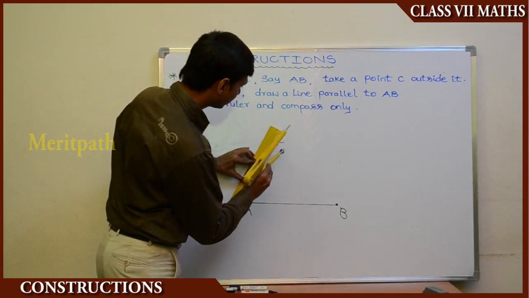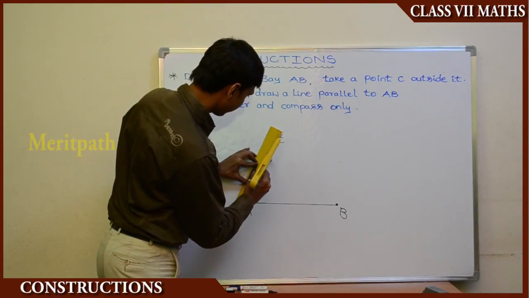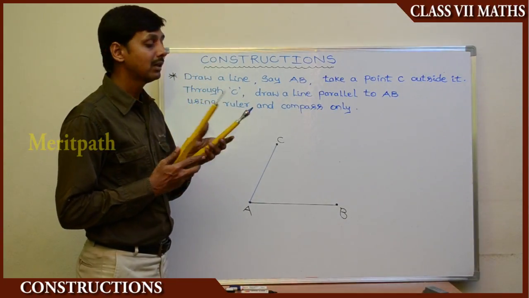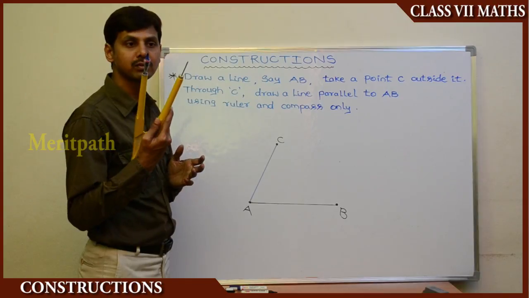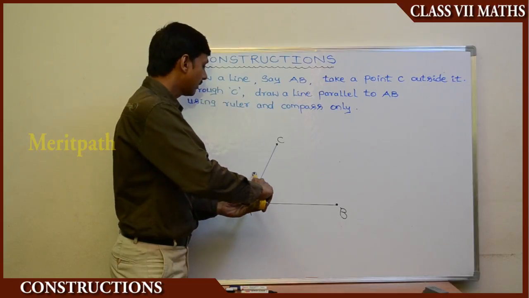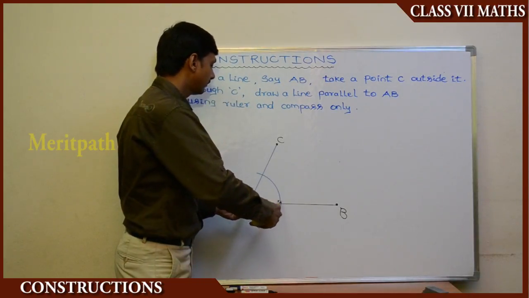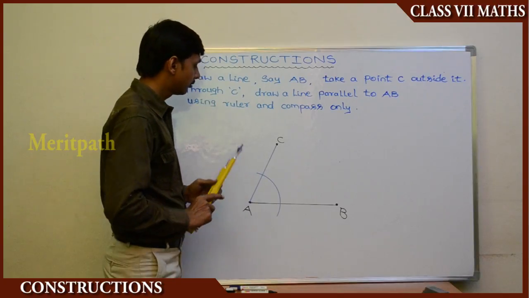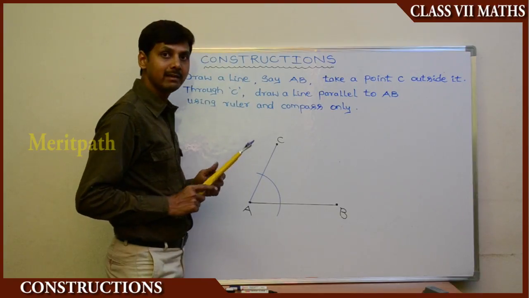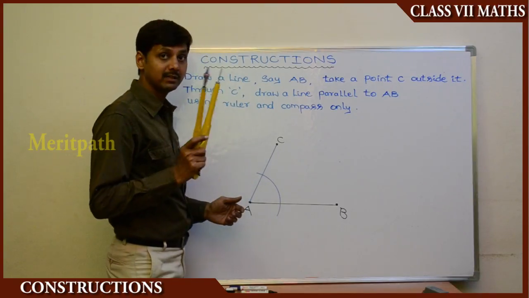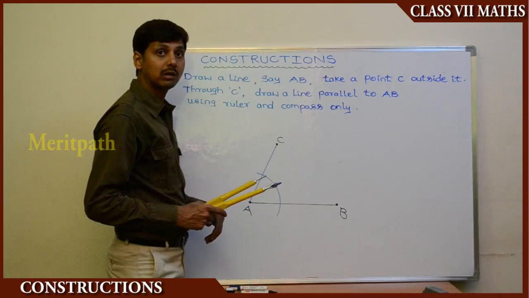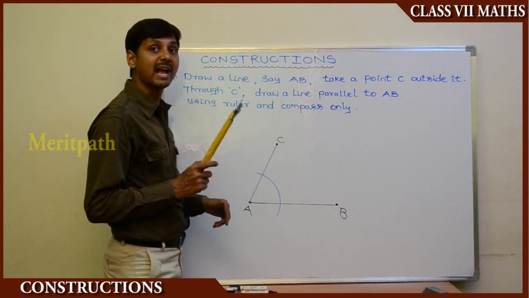Join A and C. We have joined A and C. Now using the compass, let's take a convenient radius. We have taken some radius. Using the point A, cut these two sides. We made an arc here, and it's making an angle. So we have taken the vertex A and made an arc, and some angle is formed.